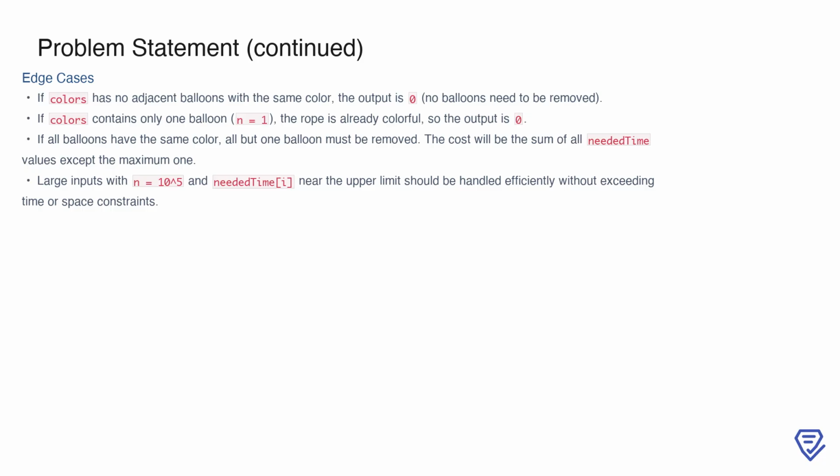There are a few edge cases to consider. If there are no adjacent balloons with the same color, the output is 0, as no removals are necessary. For a single balloon, the rope is already colorful, so the cost is also 0. On the other hand, if all balloons have the same color, Alice must remove all but one of them. In this case, the cost will be the sum of all needed time values except the largest one.